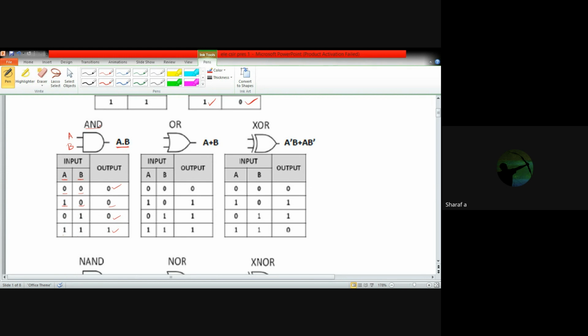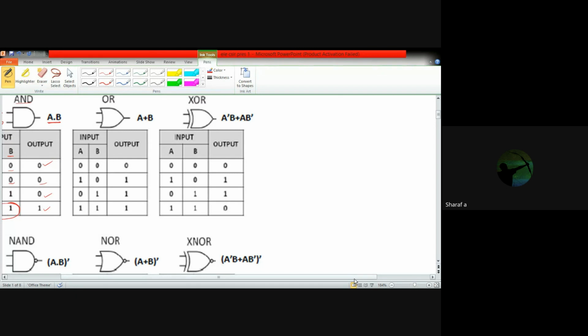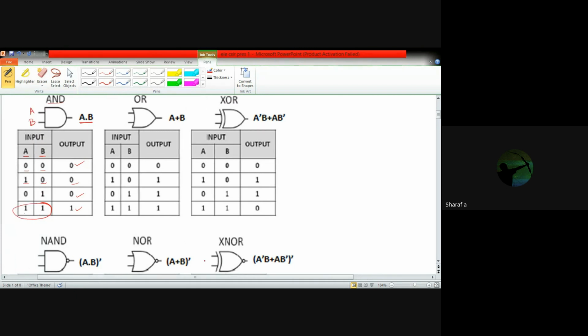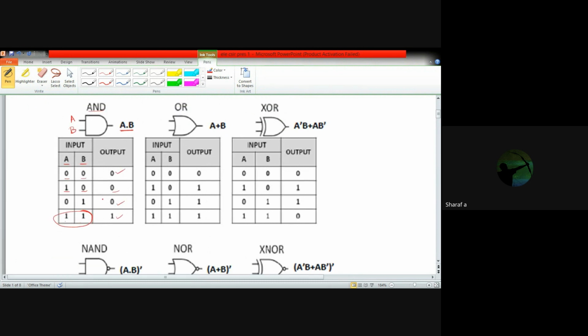Now, the important conclusion that you can get from this truth table is, in the case of the AND gate, the output is 1 only when the two inputs are high. You can see here, when the two inputs are high, only at that time the output will be high. In all other cases, the output will be minimum. So when both the inputs are high, only at that time the output will become high for the AND gate.